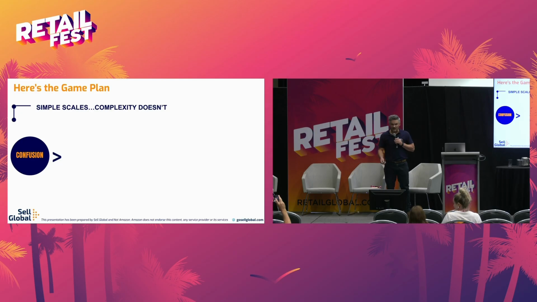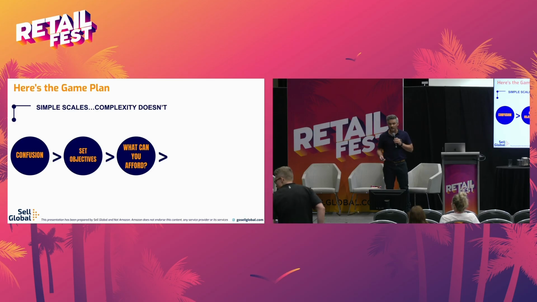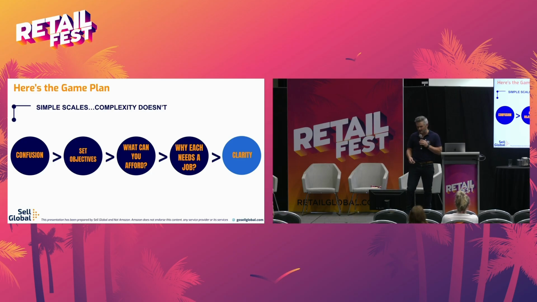Today, I'm hoping to take you guys from confusion to understanding how to set your objectives, to understanding what you can afford to pay for your advertising, to understanding why each campaign that you have needs a job and what job each campaign does. And then finally, moving you guys all the way through to clarity. Like I said, take screenshots. There'll be some stuff in here you'll be able to implement immediately.